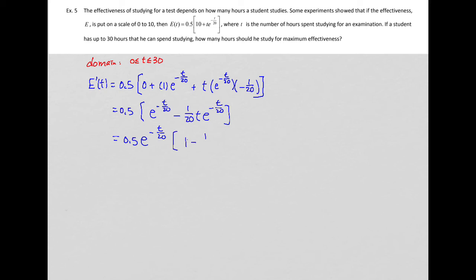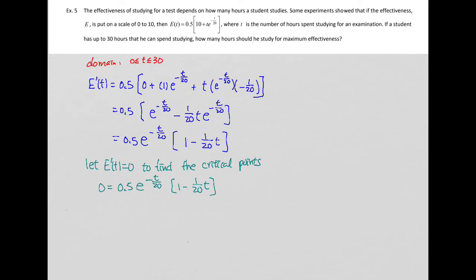One minus 1 over 20t. And then we're going to let E prime be 0 to find the critical point. Once we let E prime be 0, we know 0.5 can never be 0. So either this is going to be 0 or the last bracket is going to be 0. So we have e to the power negative t over 20 equals 0.